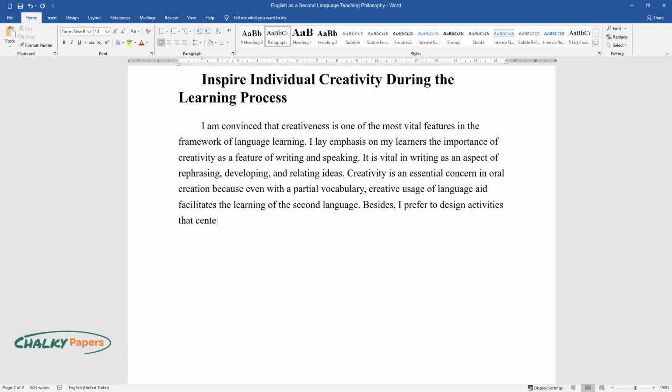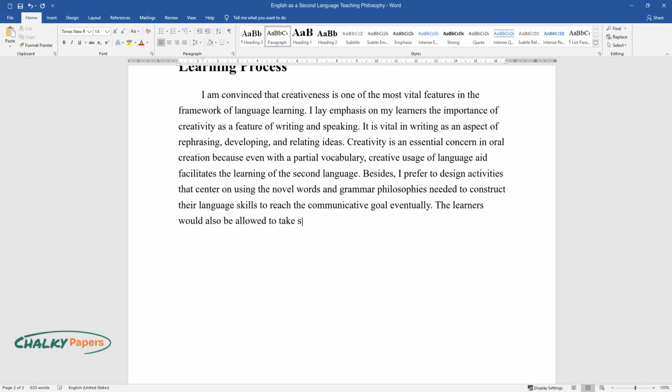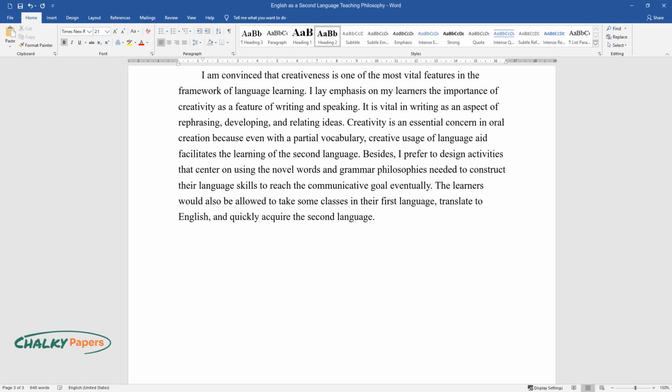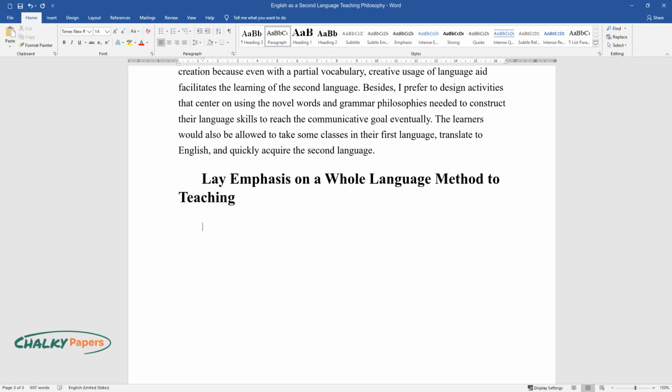Besides, I prefer to design activities that center on using the novel words and grammar philosophies needed to construct their language skills to reach the communicative goal eventually. The learners would also be allowed to take some classes in their first language, translate to English, and quickly acquire the second language. Lay emphasis on a whole language method of teaching.